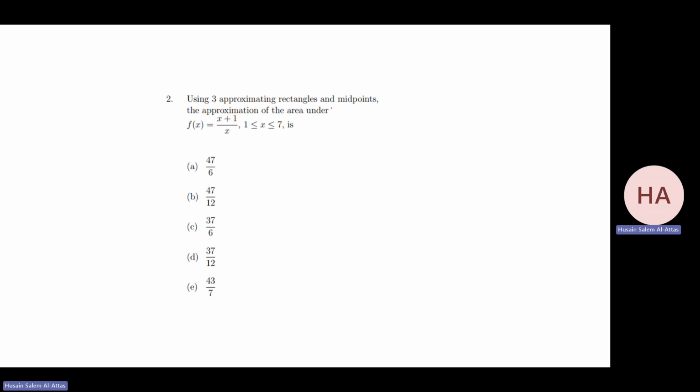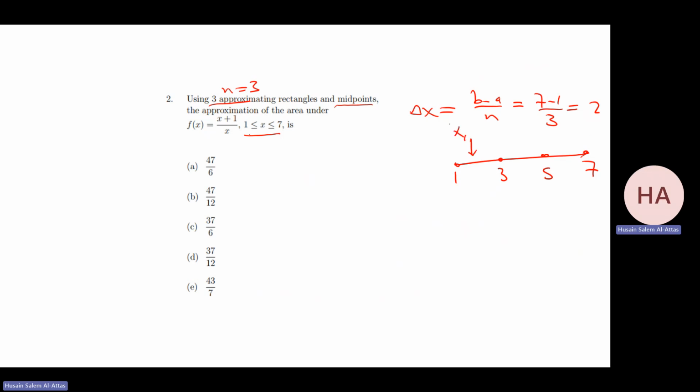Okay. Using the midpoint rule, you want the midpoints here, from 1 to 7. What will be delta x? Here n equal 3. It will be b minus a over n, that will be 7 minus 1 over 3, and that is 2. So I have 1, add 2, that's 3, add 2, that is 5, add 2, that's 7. I need the x1 bar, which is 2, x2 bar, which is 4, x3 bar, which is 6.